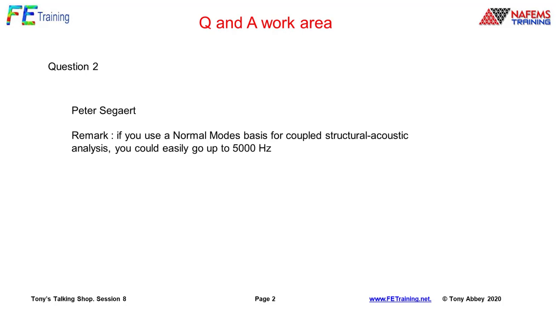Peter makes the point, if you use normal modes basis for a coupled structural acoustic, you could easily go up to 5,000 hertz. That's right, Peter. That's why I was very careful to exclude acoustic from my discussion. Acoustic is a nasty type of dynamic analysis in general response analysis, and we can have up to 5,000 hertz, a huge number of frequencies, very, very close coupled frequencies, very, very difficult to figure out what's going on. So I think a modal survey might be giving you way too much data. So there's a very, very special kind of analysis there.